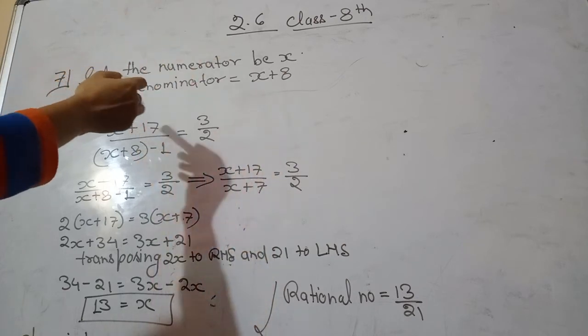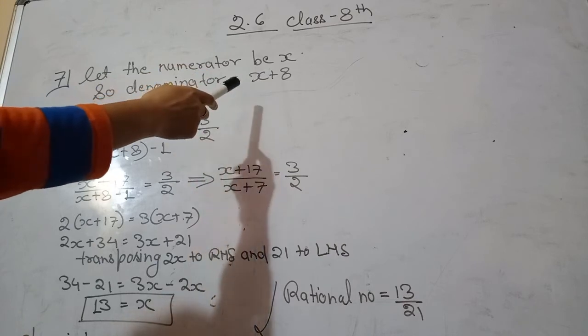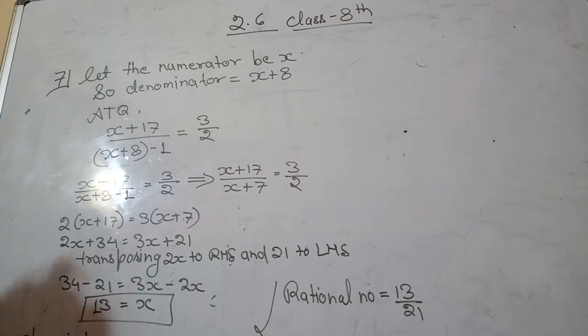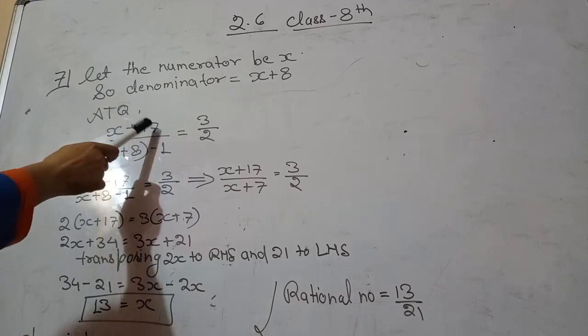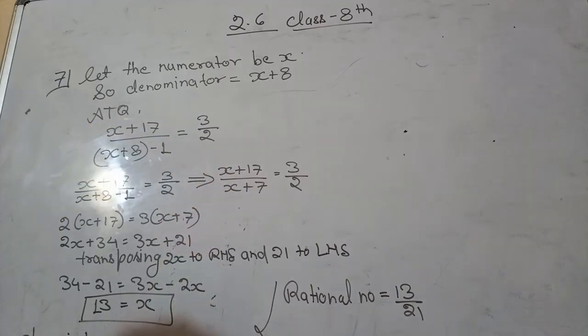In the question it is given that the denominator is 8 more than the numerator. So what will our denominator be? The denominator will become numerator plus 8. Next, what is given? If the numerator is increased by 17 and the denominator is decreased by 1, then the number obtained is 3/2. Find the rational number. If the numerator is increased by 17 and the denominator is decreased by 1, the rational number will become 3/2.